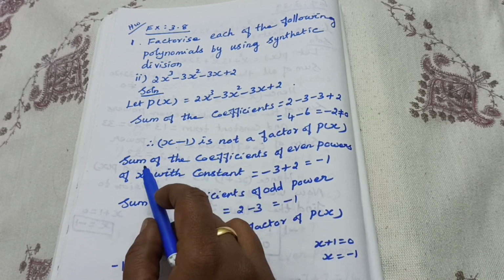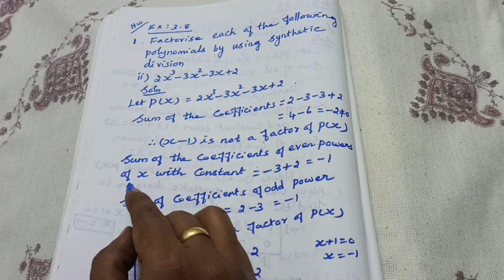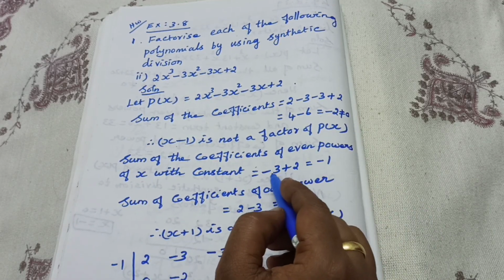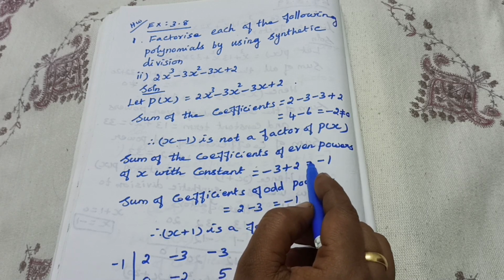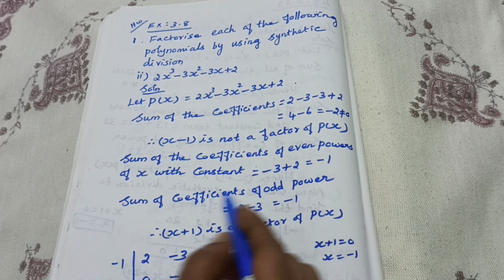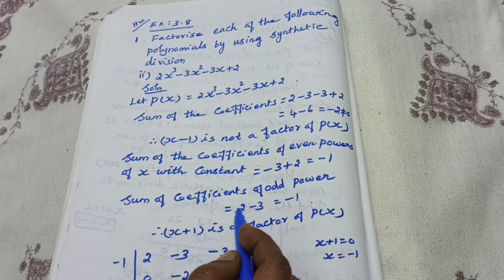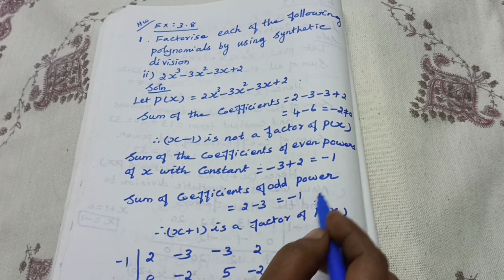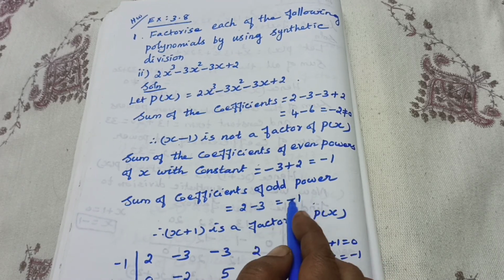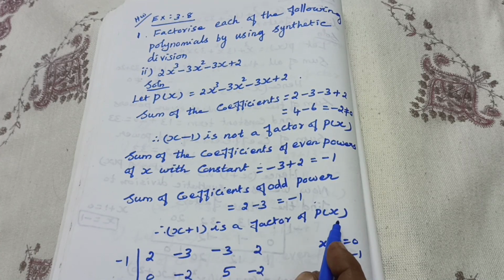Then next condition we have to check. Sum of the coefficients of even powers of x with the constant. Okay, even powers and the constant coefficient you should take. And add these, minus 1 we got. Then the sum of the coefficients of odd powers, the odd powers also should be added. Then minus 1. Okay. Then these two are equal. So which is the factor? X plus 1 is the factor of p of x.